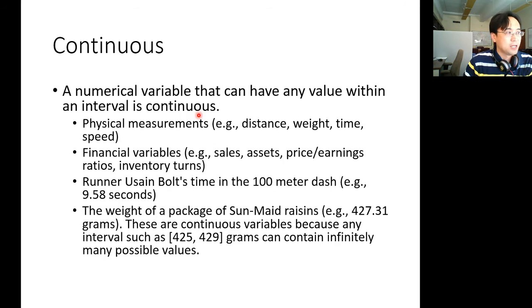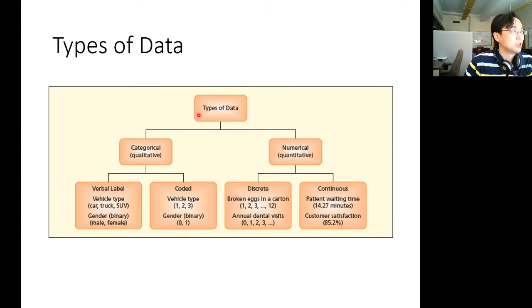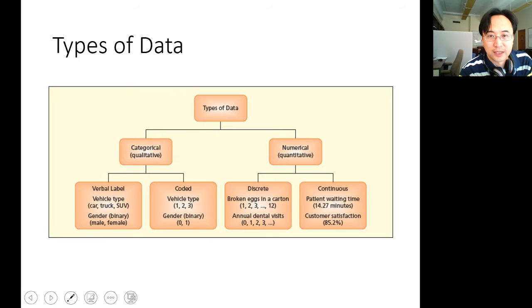Let's go to page 9. So we will discuss the classification of data. If we have data, then this data can be divided into categorical data and numerical data. Categorical data is again divided into verbal level and coded, and numerical data is divided into discrete data and continuous data.